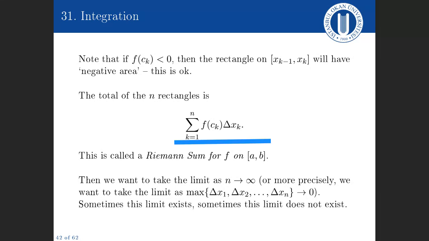If we add all these areas together, the sum from 1 to n of the height of the rectangle, f of ck, multiplied by the width of the rectangle, delta xk, then we get something called a Riemann sum for f on the closed interval from a to b. And then we want to take the limit as n tends to infinity, or if I'm being more precise, we want to take the limit as the biggest interval width goes to 0. Sometimes this limit exists and sometimes this limit does not exist.